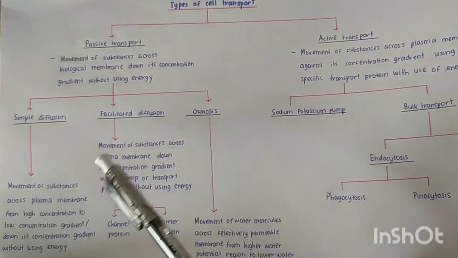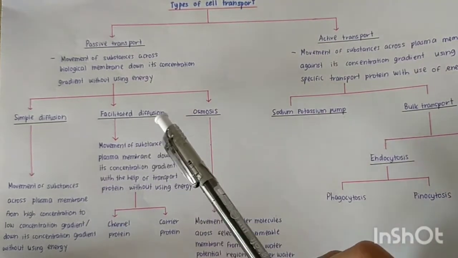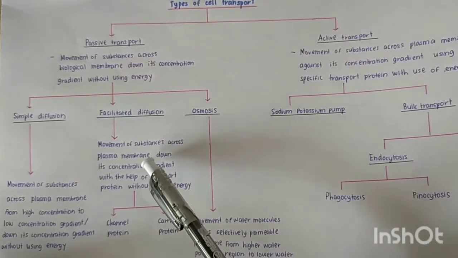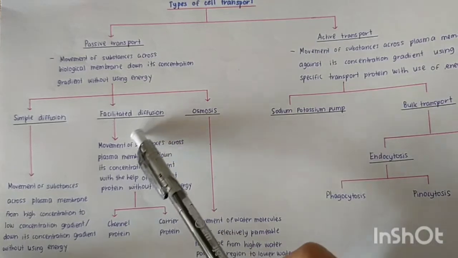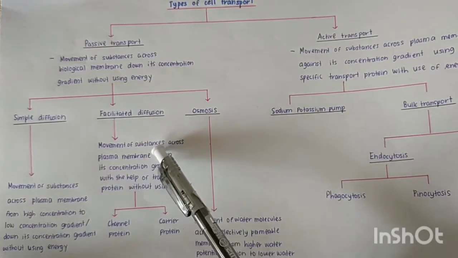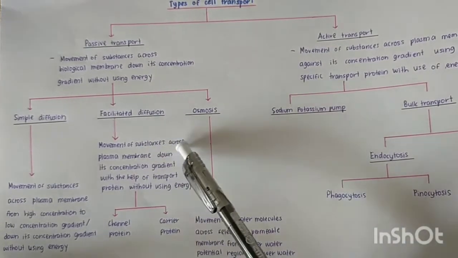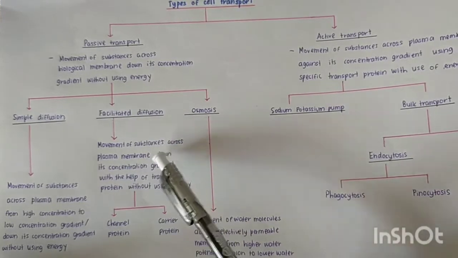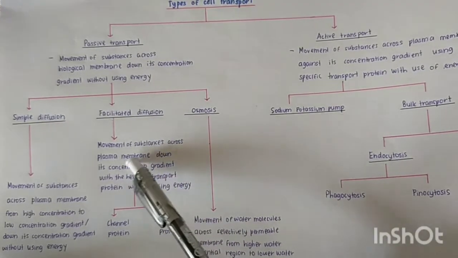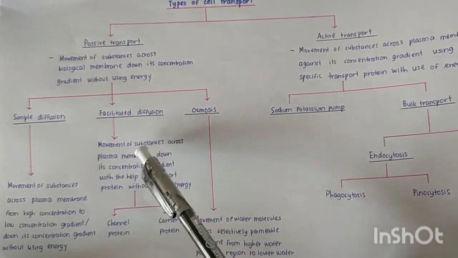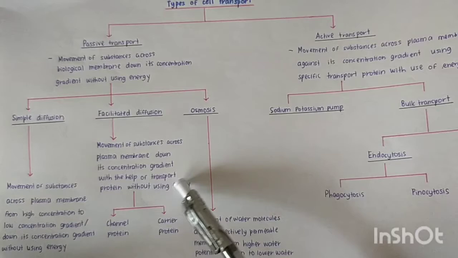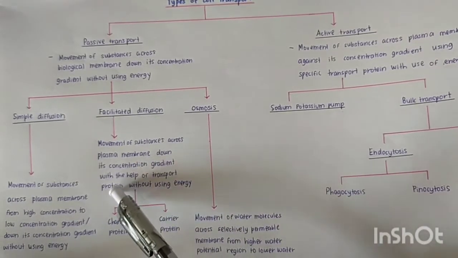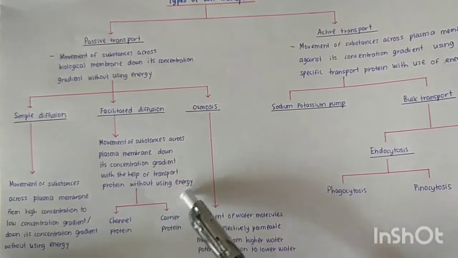And then what is the difference with facilitated diffusion? Facilitated diffusion involves the movement of substance. The substance in this case may be ions or large molecules across the plasma membrane down its concentration gradient, or from higher concentration to low concentration, with the help of transport protein without using energy.